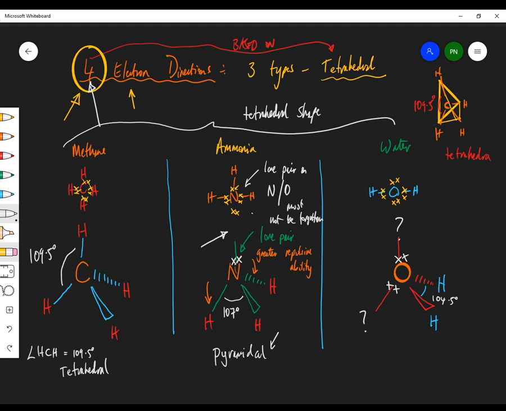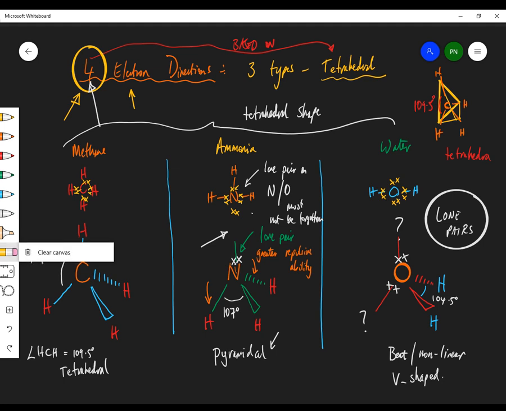Now, the bond angle here, as you see, is 104, and we just call these bent or non-linear. Not a very interesting word, is it? But these are bent or non-linear, or the worst I've seen is they're V-shaped. What makes them not tetrahedral is the lone pairs, and that's really important. You must never forget the lone pairs, because they change the shape of the molecule. So there's 3 types of 4 electron directions, and there they are.